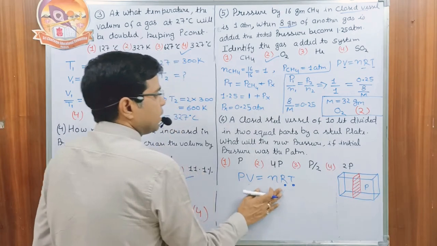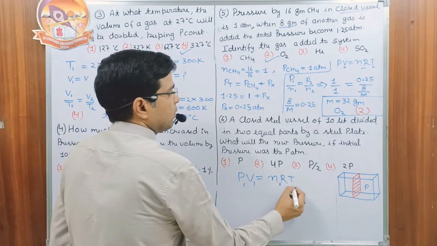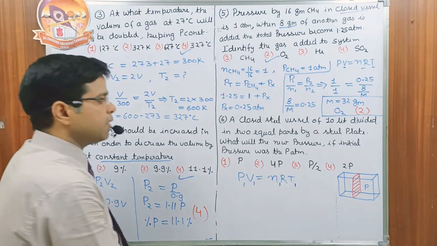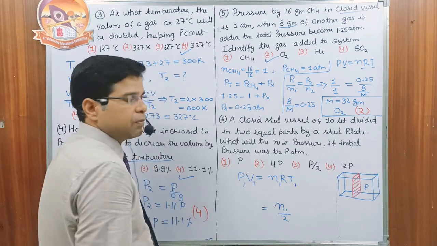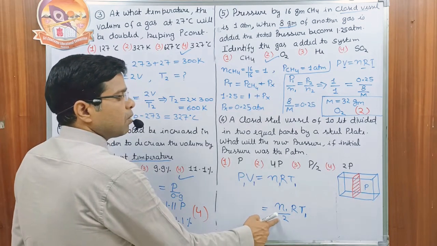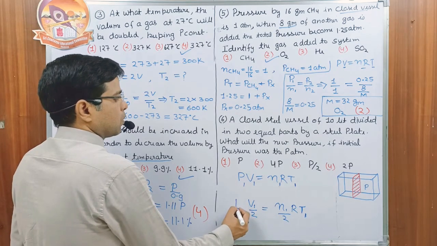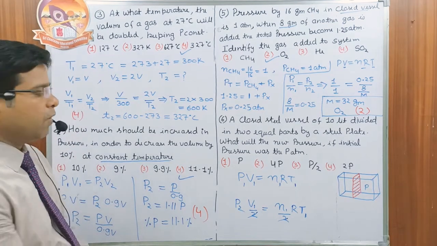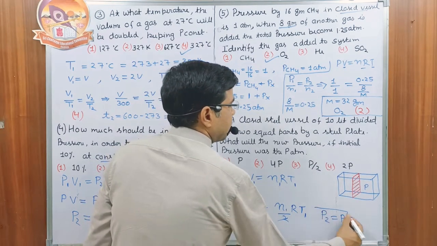Suppose initially we have P1 V1 is equal to N1 R T1. When I divide the container into 2 parts, what happens? Now the number of moles at one side becomes half, R remains constant, temperature remains constant. If the number of moles becomes half, volume also becomes half, giving P2. So V again cancels out. What do we have now? Pressure is still P atmosphere.